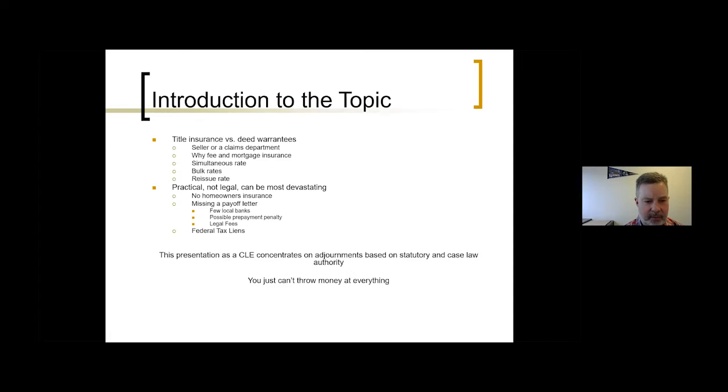Now, before we get started with reason number 10, just practical and sometimes not legal things that could mess up your closing and cause it to adjourn. No homeowners insurance, that would be a problem. Missing a payoff letter, which is obviously not a legal issue, but it is a title issue. It becomes a title issue because we need to pay off that lien.